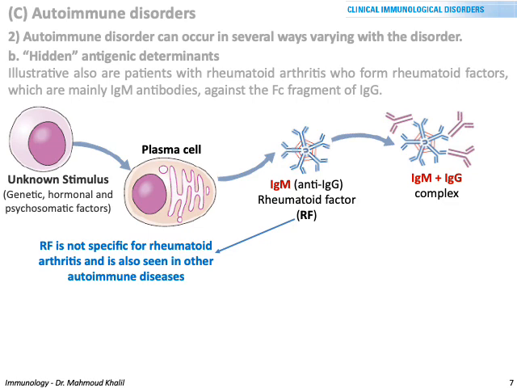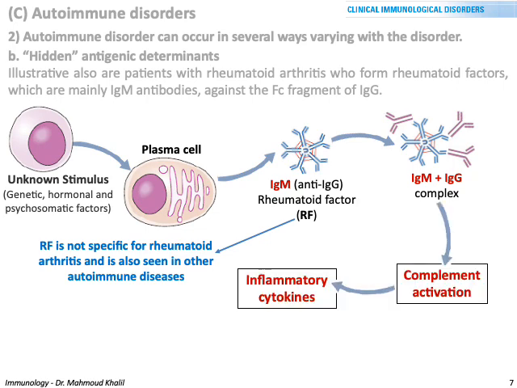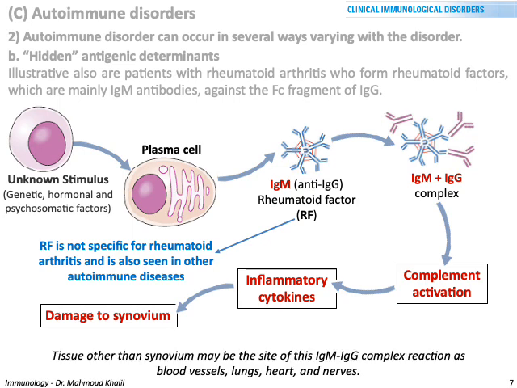The RF itself is not specific for rheumatoid arthritis, and it's also seen in other immune disorders. Once the complex is formed, IgM-IgG, it can provoke a complement activation that leads to inflammatory cytokine release. These inflammatory cytokines will damage the synovium. Tissues other than the synovium may be the site of this IgM-IgG complex as well, like blood vessels, lungs, heart, and nerves.